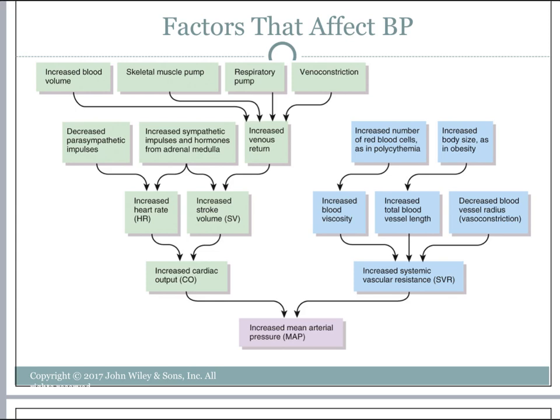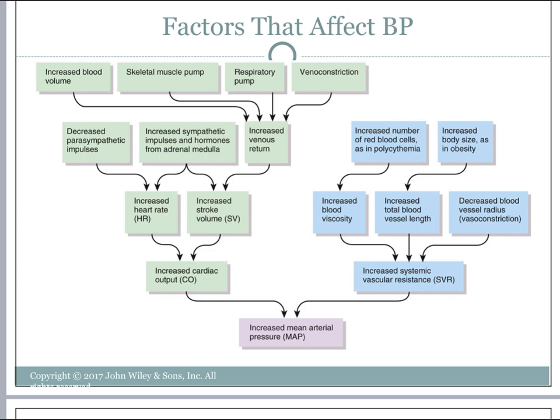So number one, we talk about increased blood volume, those skeletal muscle pumps working, respiratory pumps working, and even venoconstriction is going to increase venous return. This increases stroke volume, which ultimately increases cardiac output, increasing mean arterial pressure. Decreased rest and digest impulses. Now, increased fight or flight, increased hormones from the adrenal medulla, adrenaline. This increases heart rate, increases stroke volume, ultimately increasing cardiac output, and then again, increasing mean arterial blood pressure.